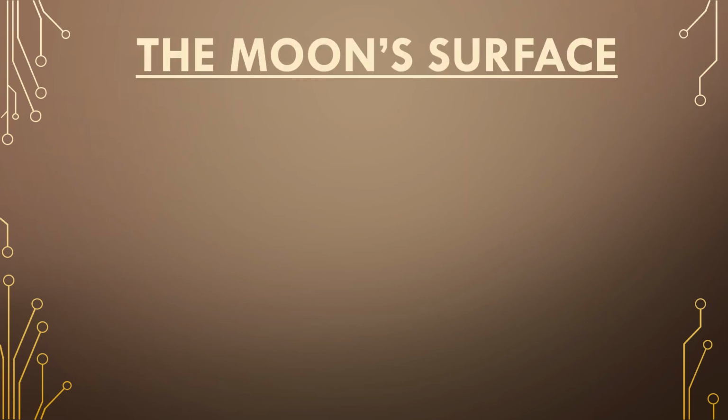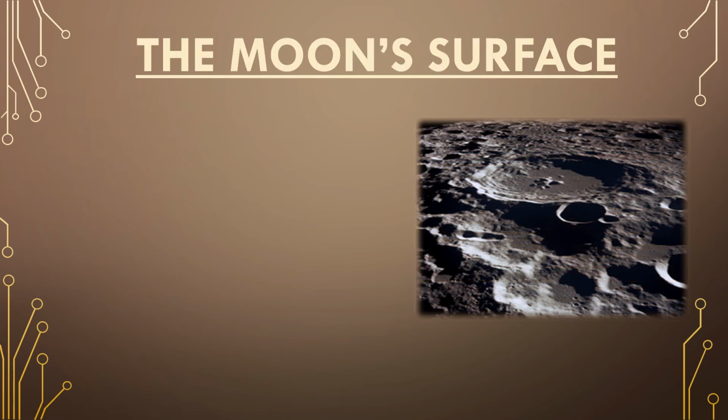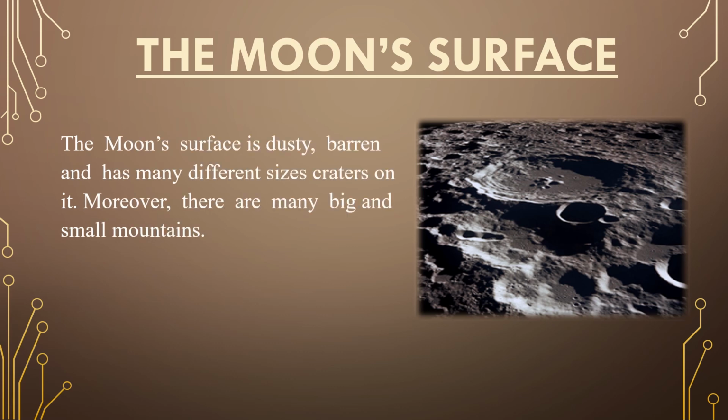Now let's discuss something about the moon's surface. The moon's surface is dusty, barren and has craters of many different sizes on it. Craters are the pits or the holes on the moon's surface. Moreover, there are many big and small mountains. Some mountains are as high as mountains on the earth. The moon has no atmosphere and water. There is no air, no water and thus no life on the moon.